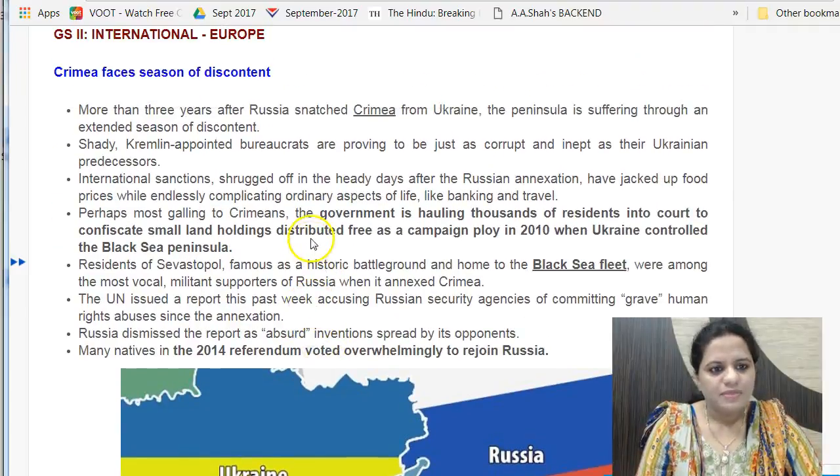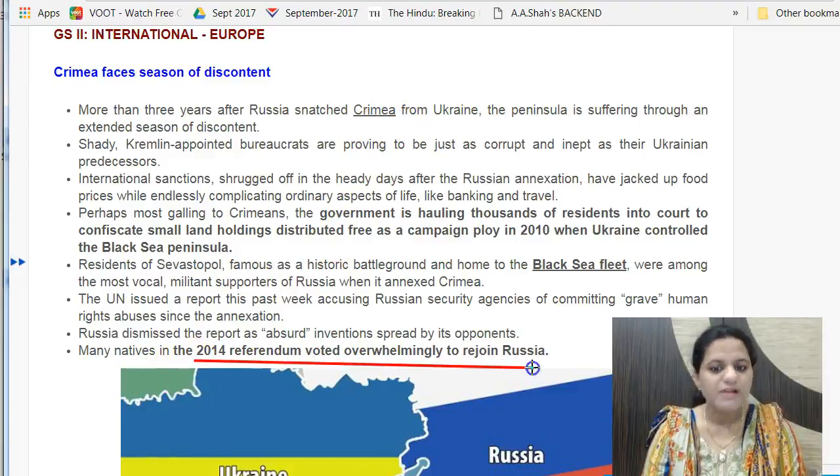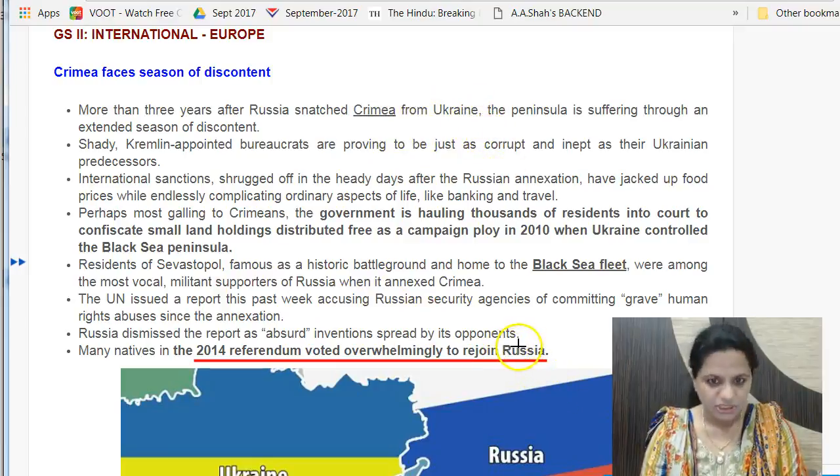Then next is Crimea faces season of discontent. This is regarding Crimea, which was part of Ukraine, but around 3 years ago, Russia took over Crimea. A referendum was held in 2014 where the natives voted overwhelmingly to rejoin Russia. The reason is that a large majority, more than 90% of people in this region, are of Russian origin and speak the Russian language. So they are closer to Russia than Ukraine, but it was part of the country Ukraine.